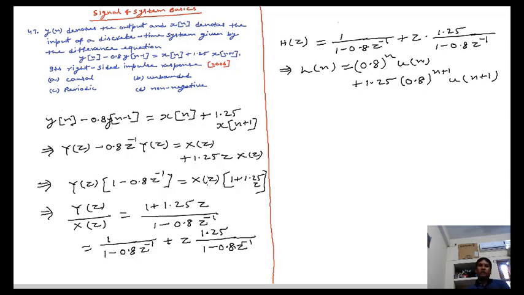Now we have to analyze which one of the given options is correct. You can see that h[n] equal to 0.8 to the power n u[n].